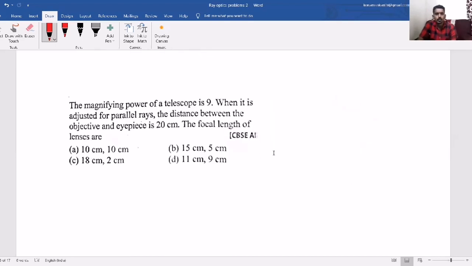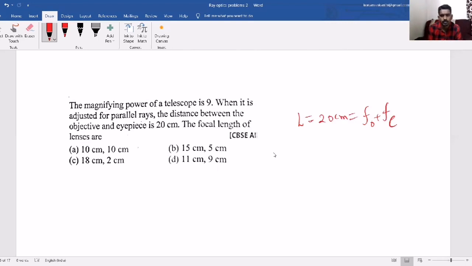Now, one more question. The magnifying power of a telescope is 9 when it is adjusted for parallel rays. The distance between the objective and eyepiece is nothing but the length of the tube. Here, the rays adjusted parallel means they are going to infinity, so the final image is at infinity. That is again normal adjustment. I told you already, usually they ask questions based on normal adjustment. So the f naught plus fe value is given.